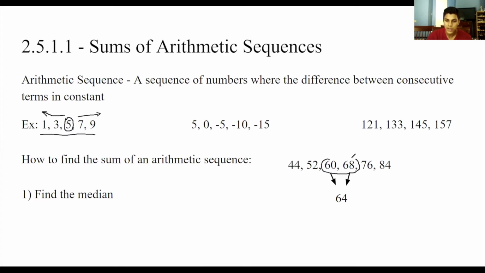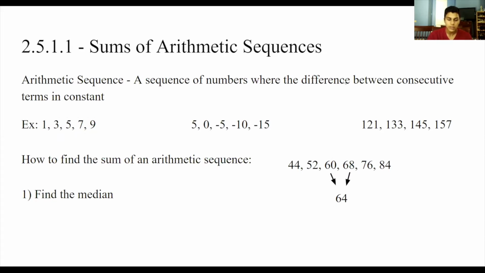And the way that you find the median when there are 2 middle numbers is you just find the average of those 2 numbers. So the average of 60 and 68, which is the number right in between them, is 64, which means 64 is our median of this arithmetic sequence.